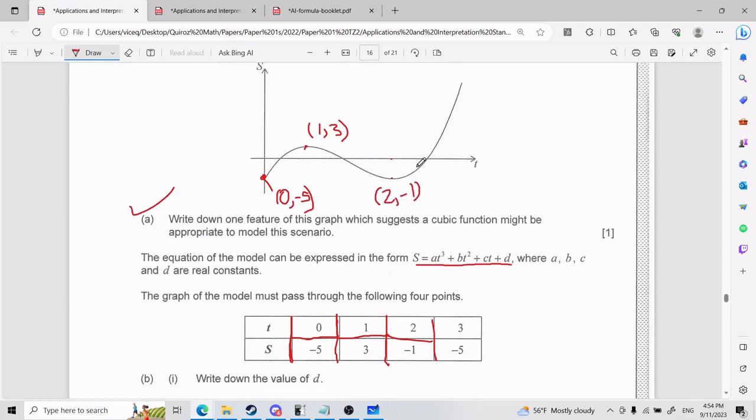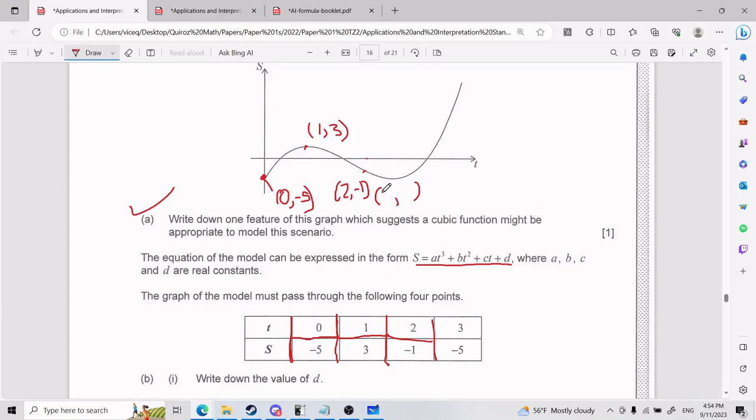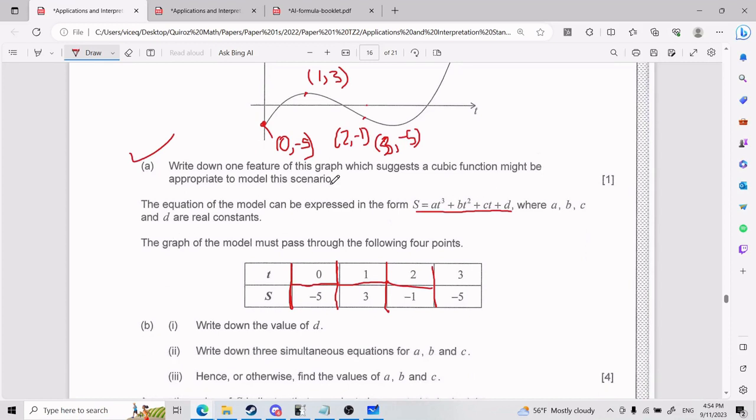See? 2, -1, it's going to be probably here. And 3, -5. Actually, no, I messed it up. Over here, it's probably 2, -1. And over there, it's probably 3, -5. See? Again, I'm just eyeballing it. I'm just trying to explain that these points are part of my graph. See? So you have to work thinking about it that way. All right? So the graph of the model must pass through those 4 points. All right, cool. And we need to immediately write down the value of D.